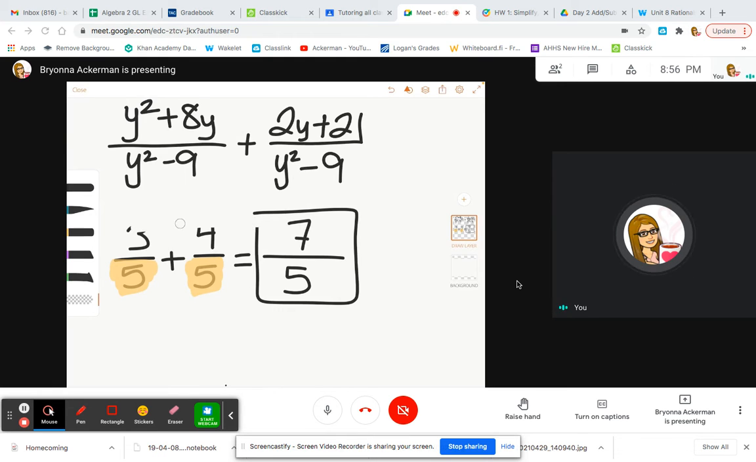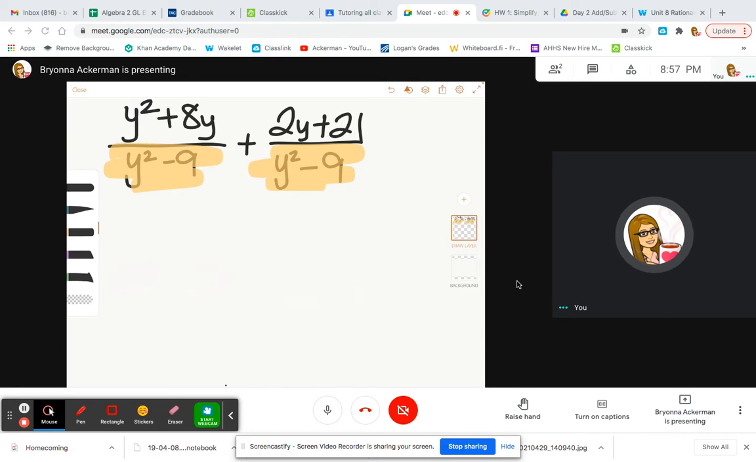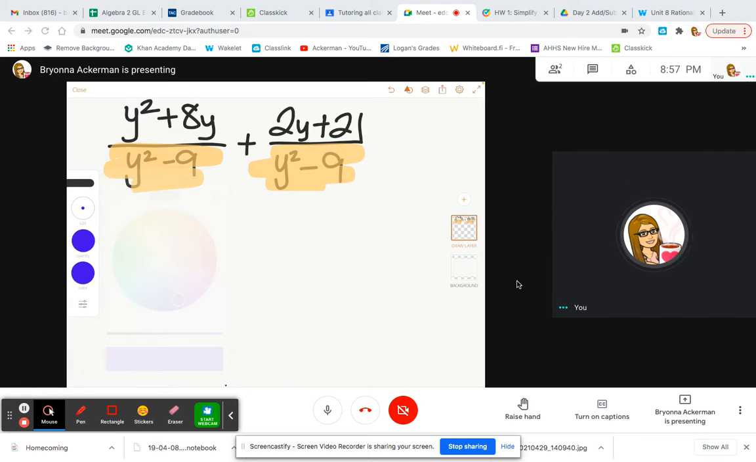This is number 3 on our notes for day 2. So this is going to help you with homework number 2. The good news is the bases already match. And so we're just going to carry that base over to the new denominator. So it still will be y squared minus 9 on the bottom. Now when we're up top, we can add.